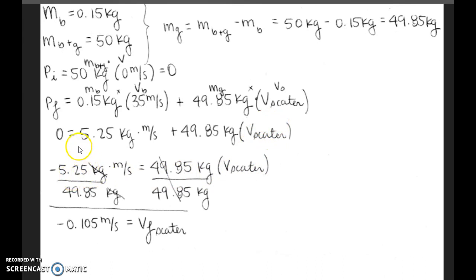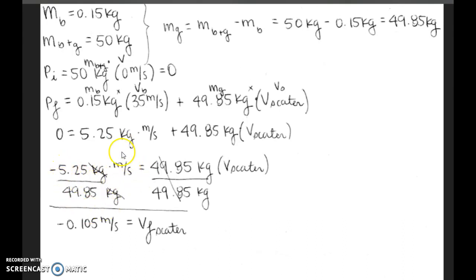So we subtract 5.25 kilograms times meters per second from both sides, and that gives us a negative number. We set that equal to her mass times her velocity. Then we divide both sides by her mass to separate her final velocity. That gives us a negative number because of the negative 5.25. The kilograms cancel out, because kilograms divided by kilograms, leaving us with just meters per second as the units, giving us her velocity or momentum.